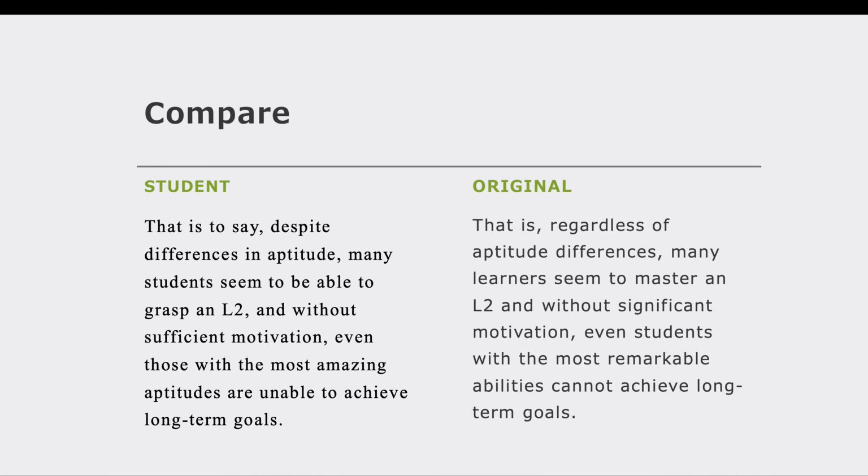basically the same. Many learners seem to be able to master, the student said grasp, without significance, so instead of sufficient. So a few words were changed, but it's basically the same as the original. Now what do you notice here? A few words have been changed, but there's no citation, there is no credit given to the original.